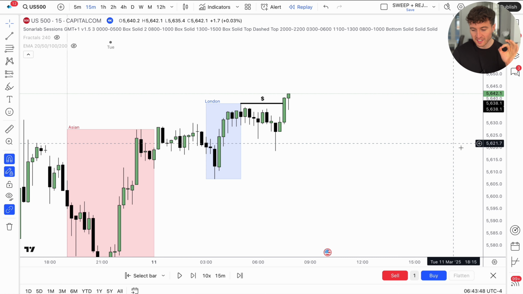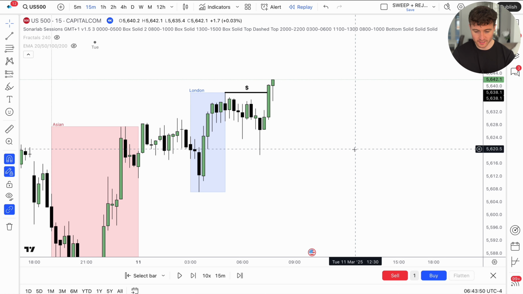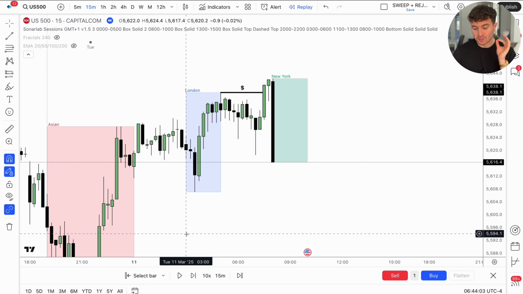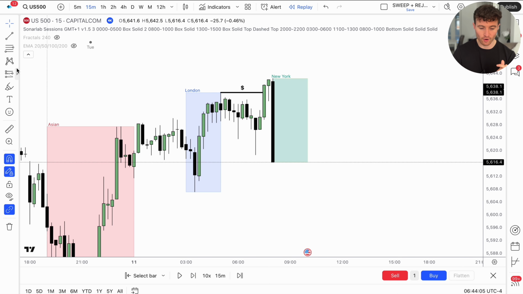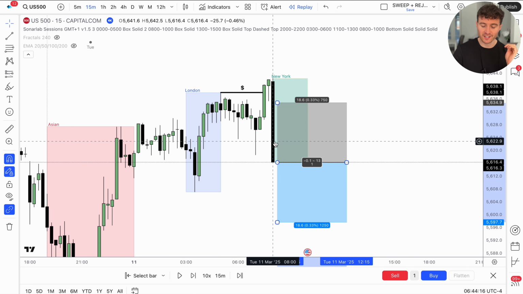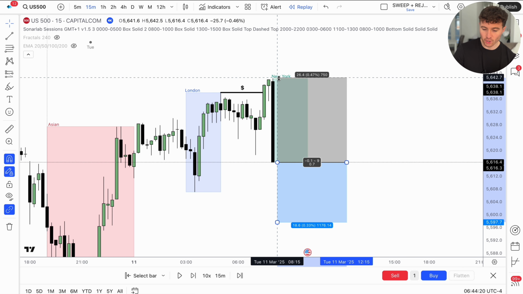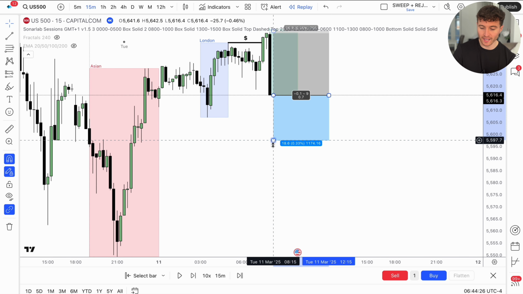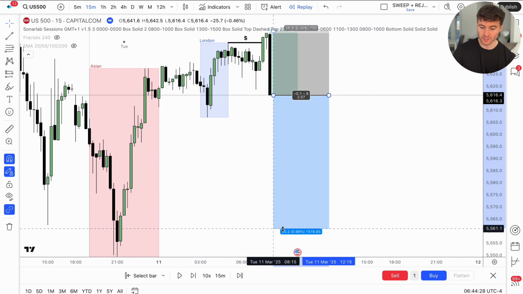So now that we've seen a run of buy-side liquidity, we're simply waiting for a bearish confirmation during the New York kill zone. You can see this is exactly what we get right here, and therefore we can enter a sell position on the break of this candle low. Invalidation goes above the liquidity sweep, and then we can simply target a mechanical 1 to 2 risk to reward.